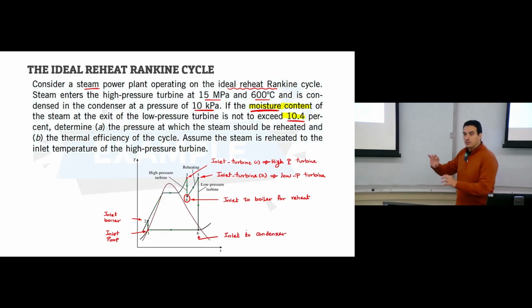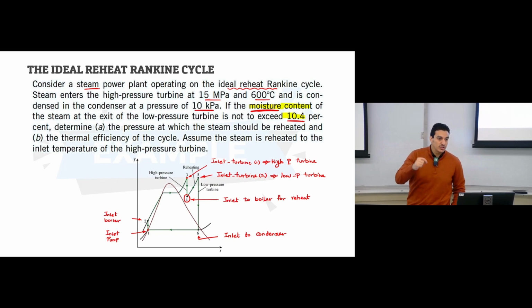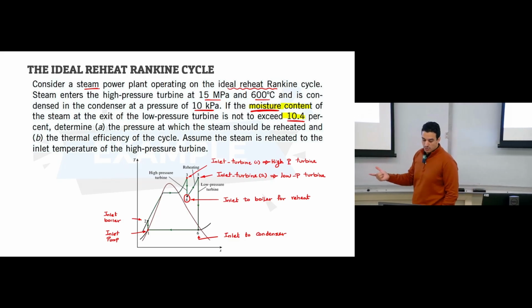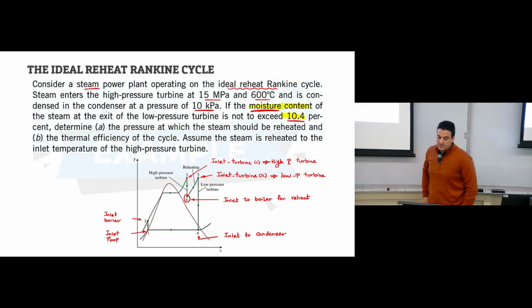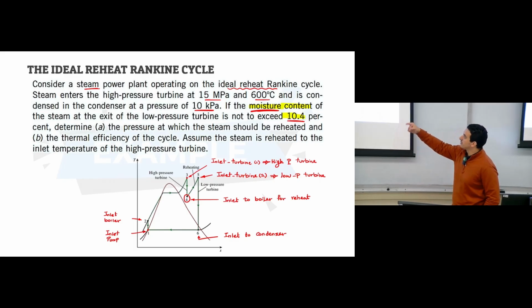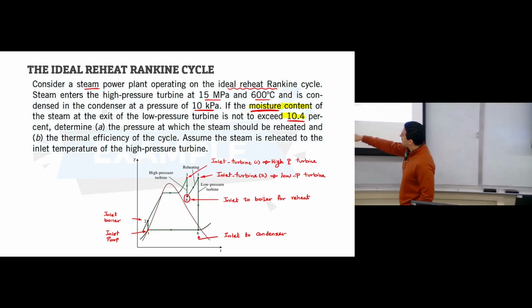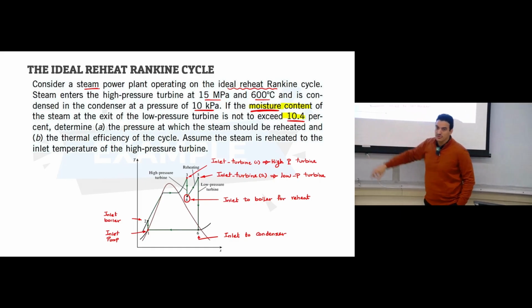So it's very important to know which point represents the inlet or the outlet of each equipment. So point number 1, inlet to the pump, and this is the outlet of the condenser. Point number 2, outlet of the pump, which is the inlet to the boiler. 3, inlet to the first turbine, outlet of the boiler. 4, as we said, this is the outlet of the first turbine or inlet to the boiler. 5, outlet of the boiler after the reheat or inlet to the second turbine. 6, this is the inlet to the condenser or outlet of turbine number 2.